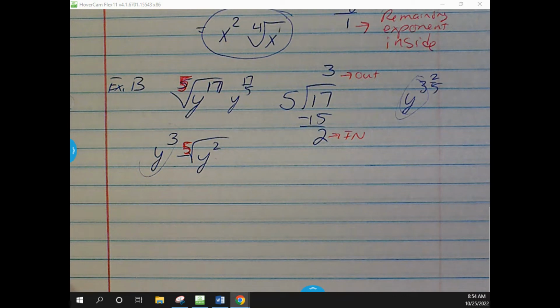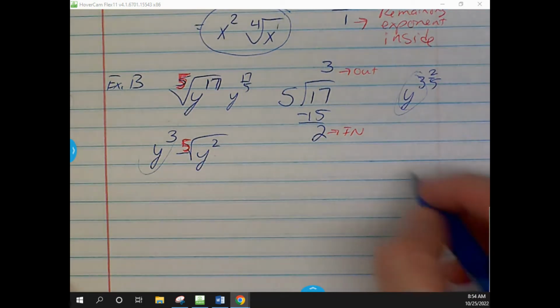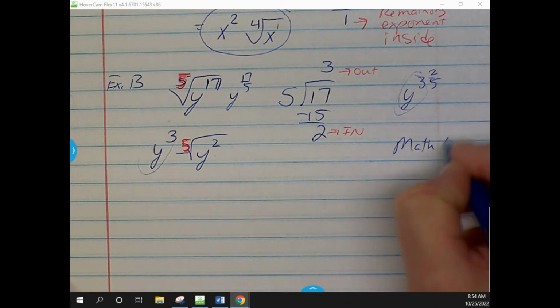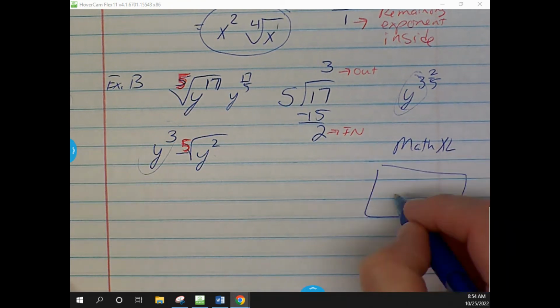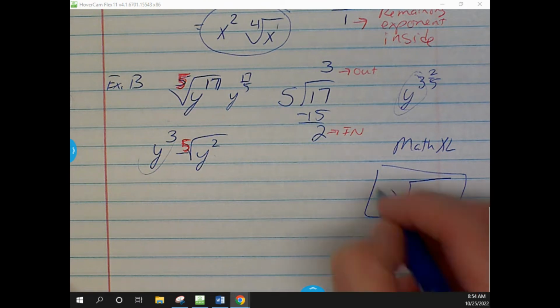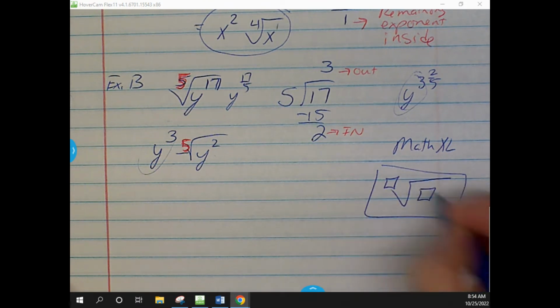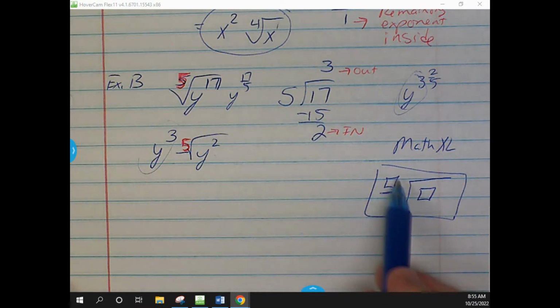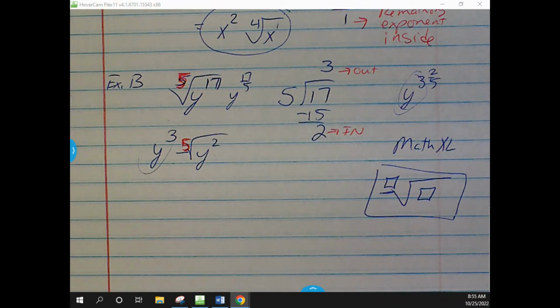Now, when you're doing these on Math Excel, there actually is a button that has a root and it has a box here and then a box here. And that way you can go back in and it will tab over. You can put in a number here, you can tab over to put a number there. So with Math Excel, there's actually a box button that's got these two radicals here with a box here and a box here. So that way you can put in the fifth root of y squared on that part. Yes, so whatever your index is to start with, when you simplify it, it will stay the same.